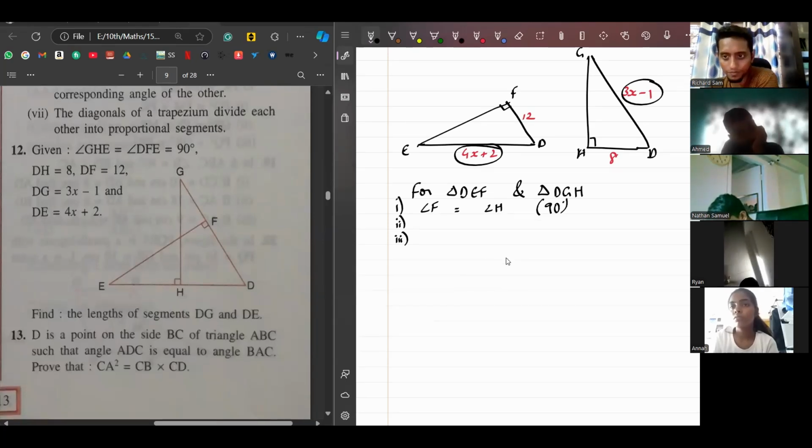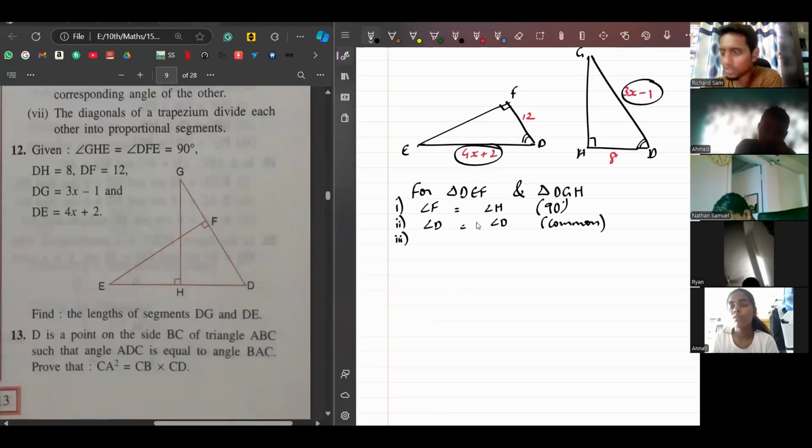Then what else? Look at angle D. They are the same angle. Look in your main diagram now. See, that angle D is common for both the triangles. Do you see that? Angle D is equal to angle D, which is a common angle. That's it. You need two angles only. We don't need the third one.